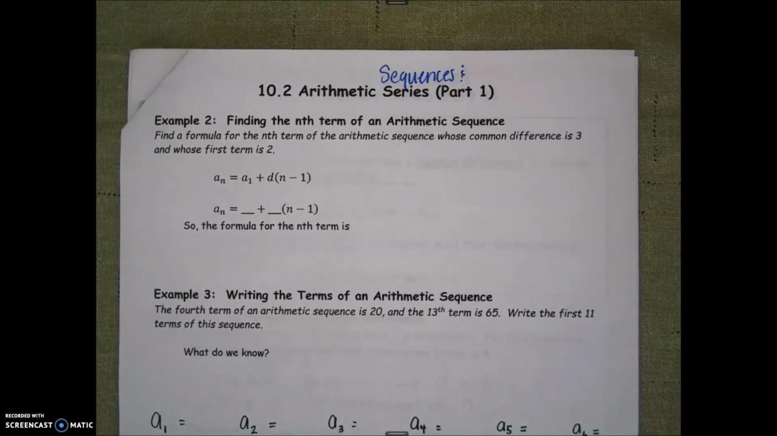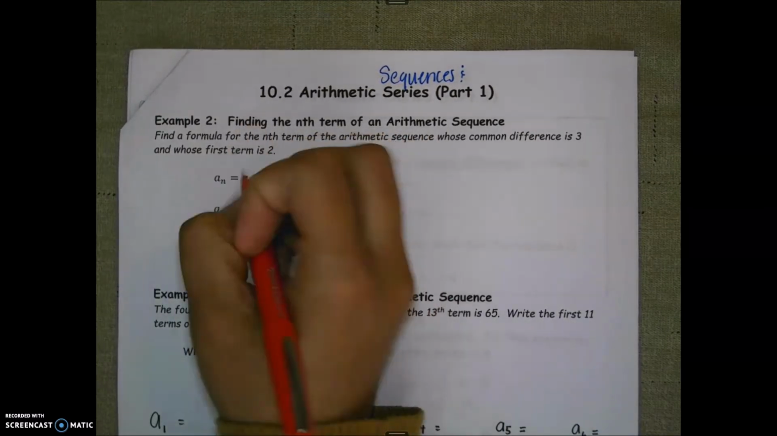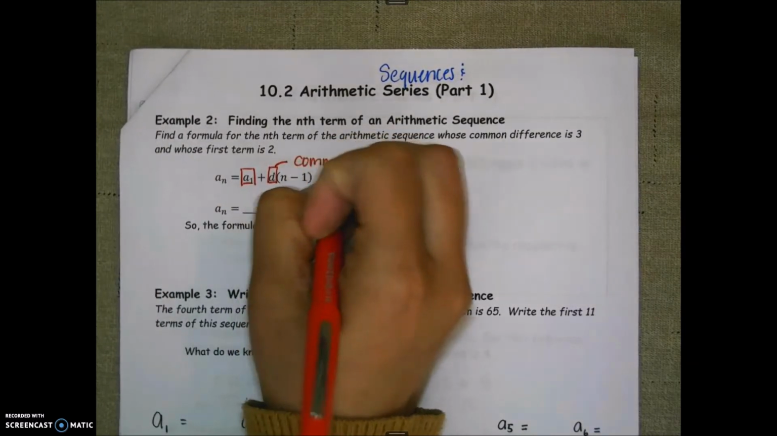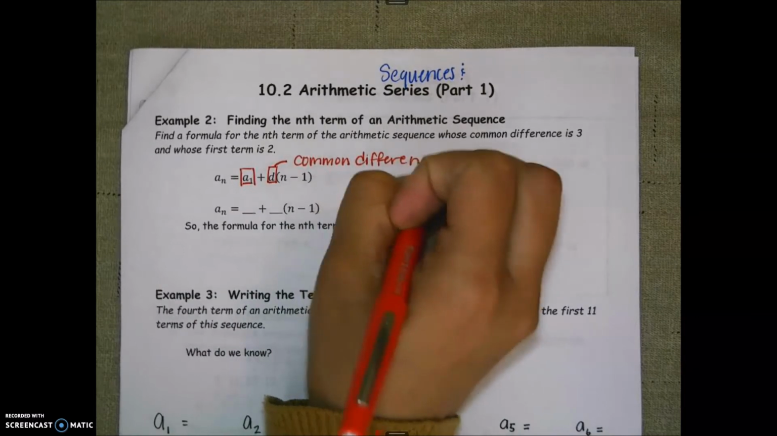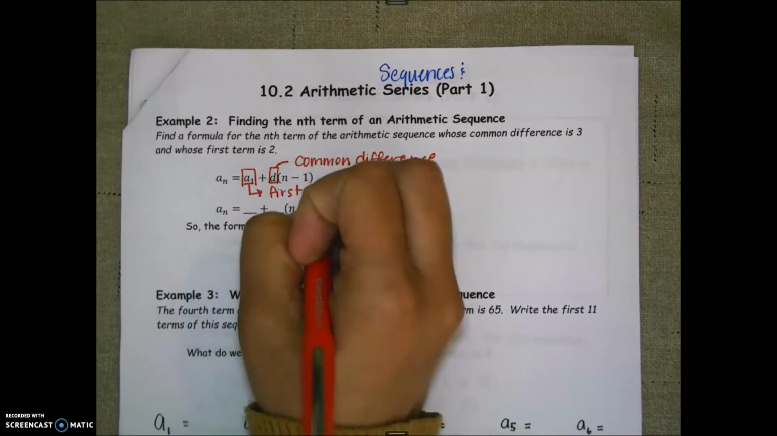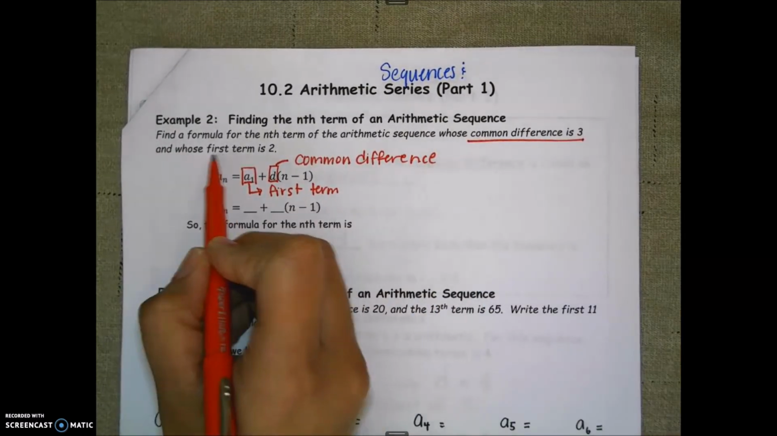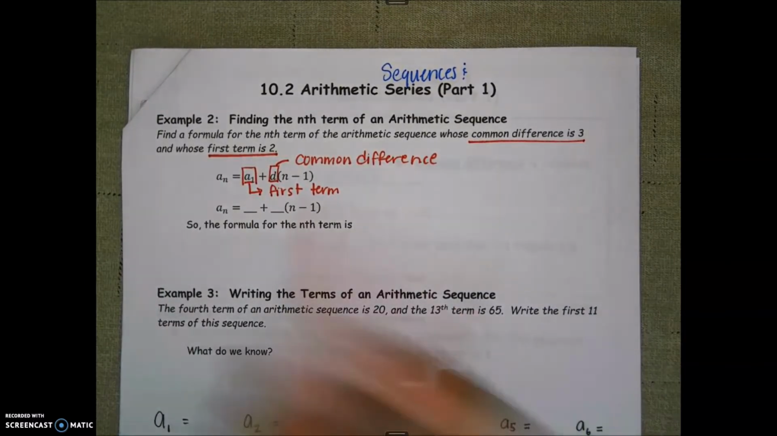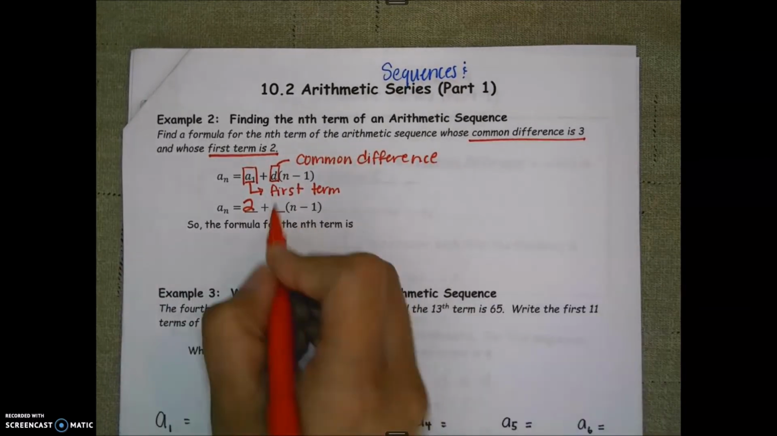I need to know what the common difference is, and I need to know what the first term is. Common difference is the d. First term is a1. A1 is the first term. And it gave you the information that you needed in the write-up. It said the common difference is 3 and the first term is 2. So all you need to do now is just substitute. A1 is 2. D is 3.